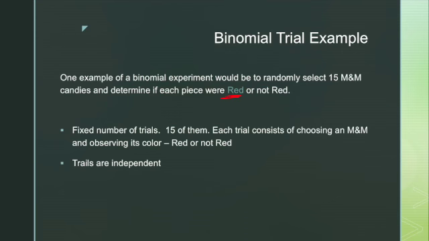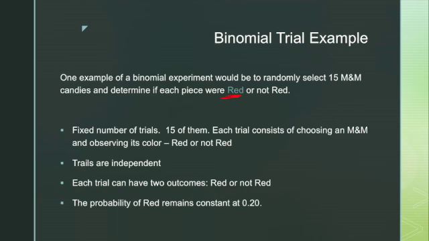Our trials are independent because M&Ms can only be one color. You cannot have an M&M that is both red and blue. Each trial can only have two outcomes because we're looking at red or not red. The probability of red remains constant at 0.20.